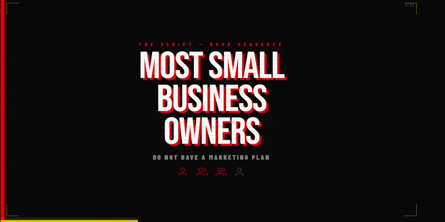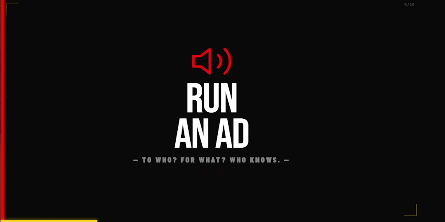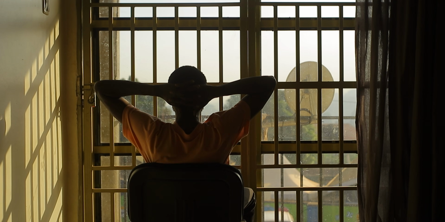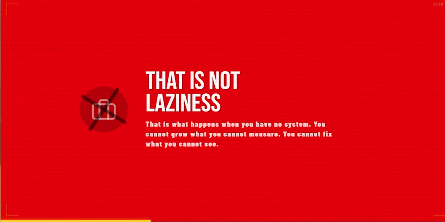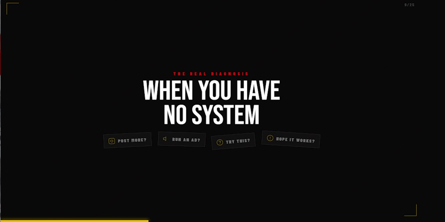Most small business owners do not have a marketing plan. They have a feeling. Post more, run an ad, try that thing the guy on Instagram was talking about. Then December comes, and they cannot explain why the year went the way it did. That is not laziness. That is what happens when you have no system.